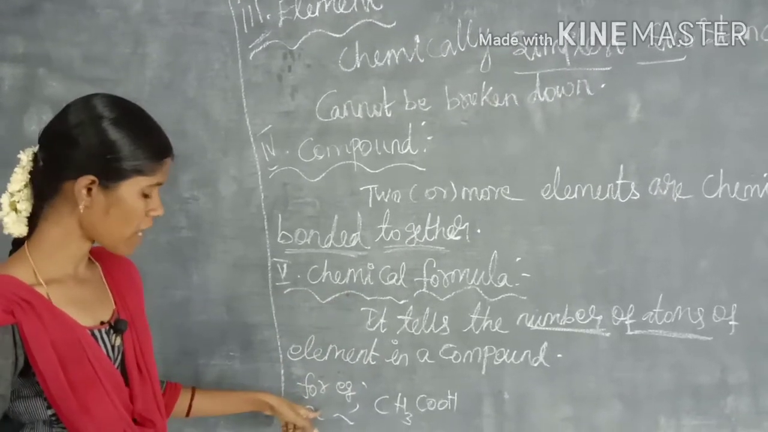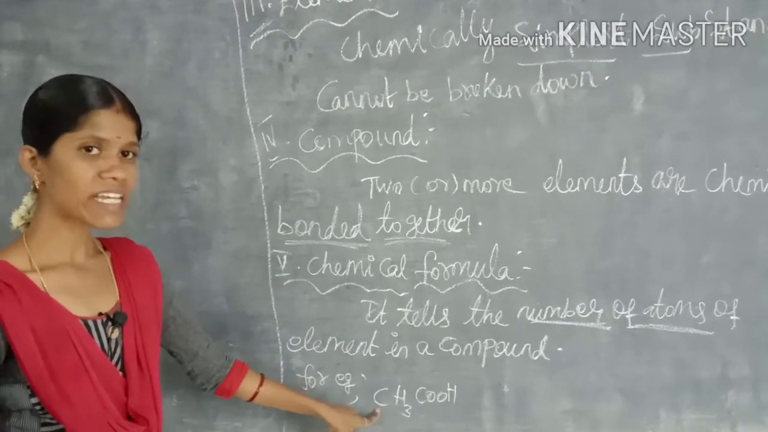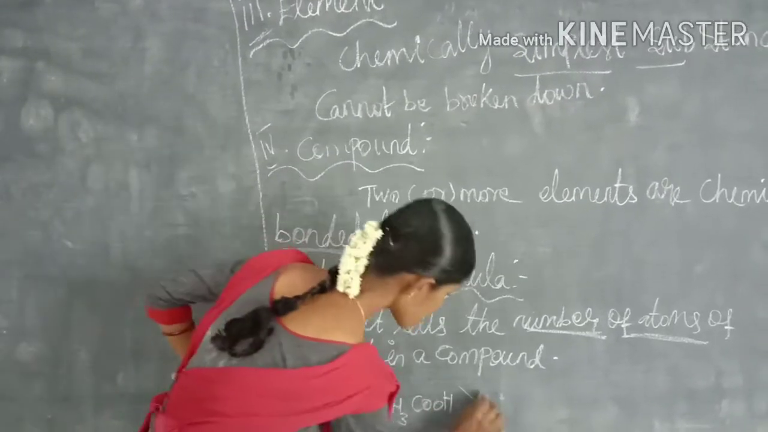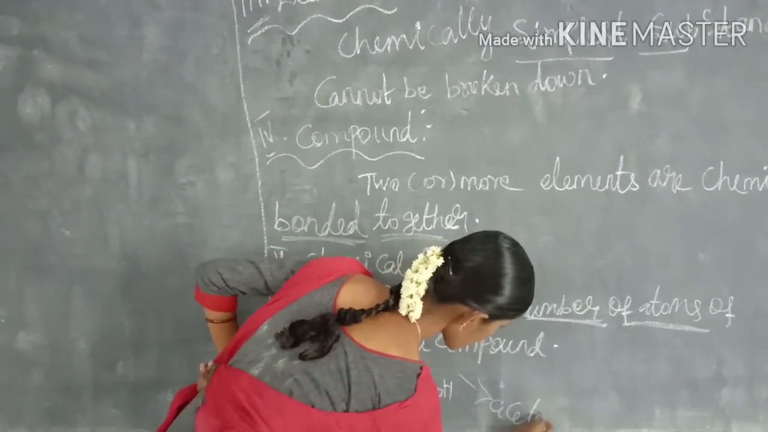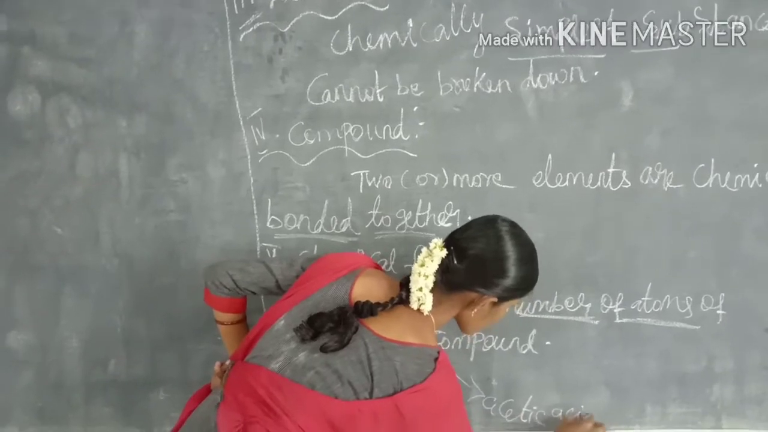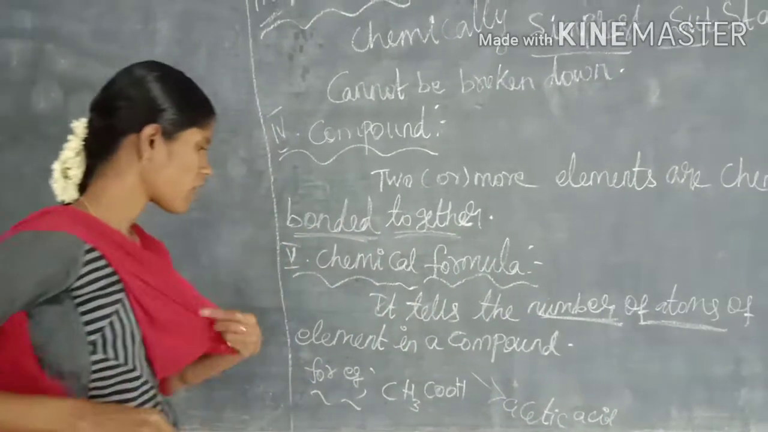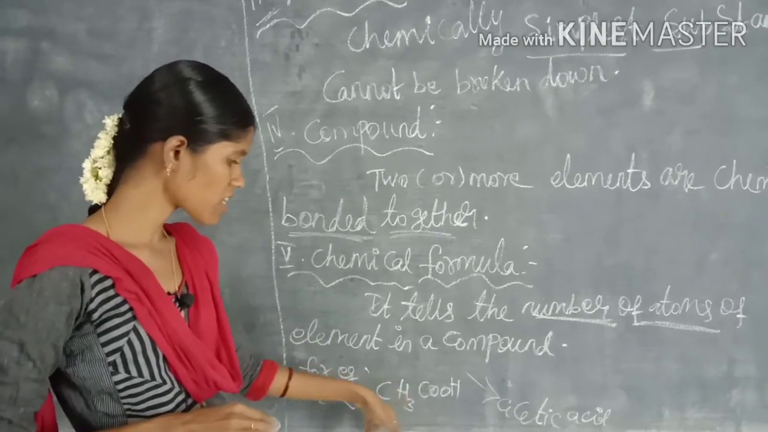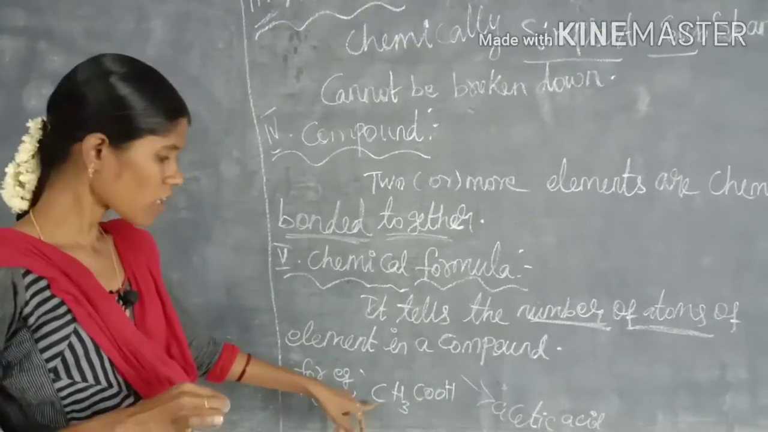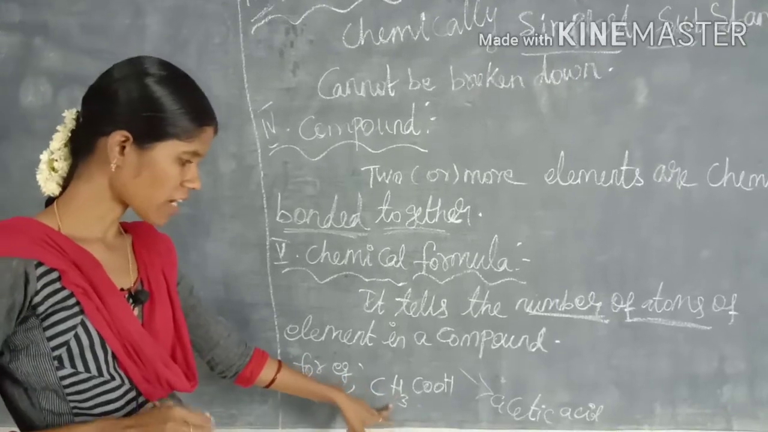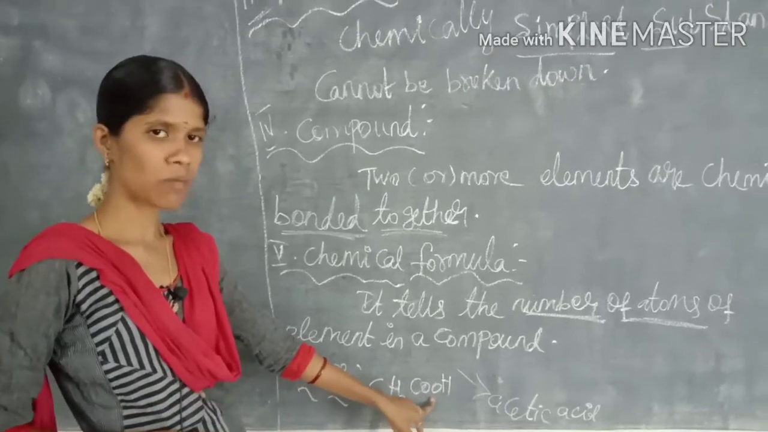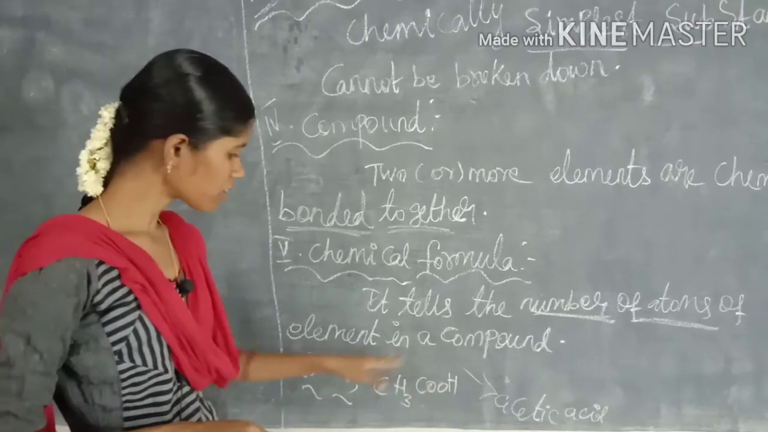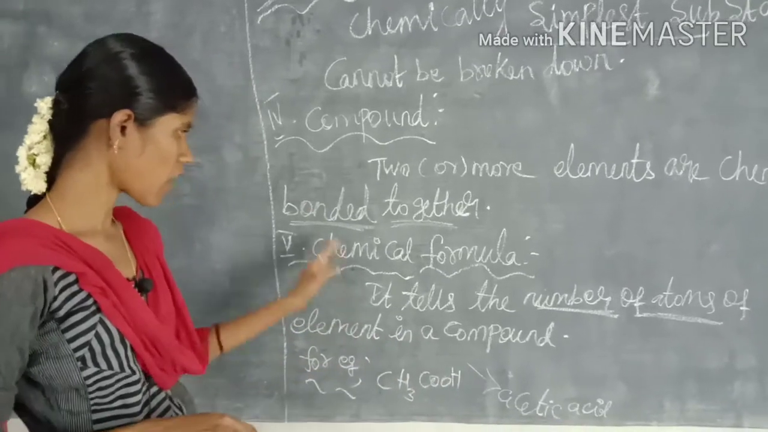For example, we consider acetic acid. Here carbon, hydrogen and oxygen are the different elements. Carbon is one element, hydrogen is another element and the third one is the oxygen element. So all three elements combine to form a compound.